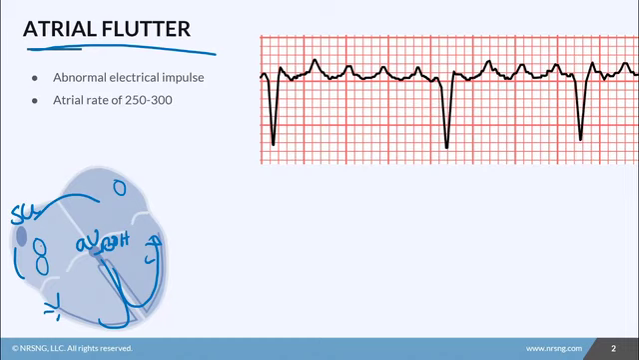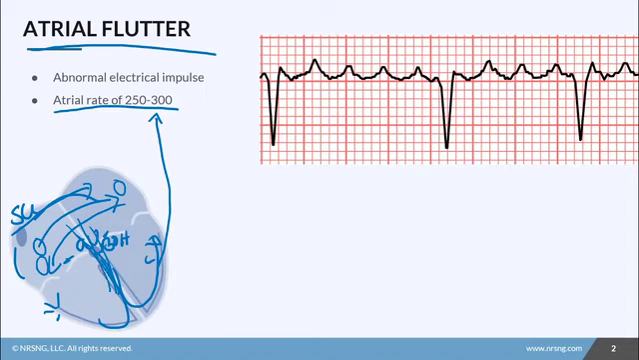When I have a patient in atrial flutter, they have irritable cells in the atria that produce an abnormal electrical impulse. And so this causes the atria to contract at a rapid rate of 250 to 300 beats per minute. Now, the AV node prevents most of these impulses from getting down to the ventricles. If it didn't do that, then the ventricles would also contract at the same rate that the atria are.